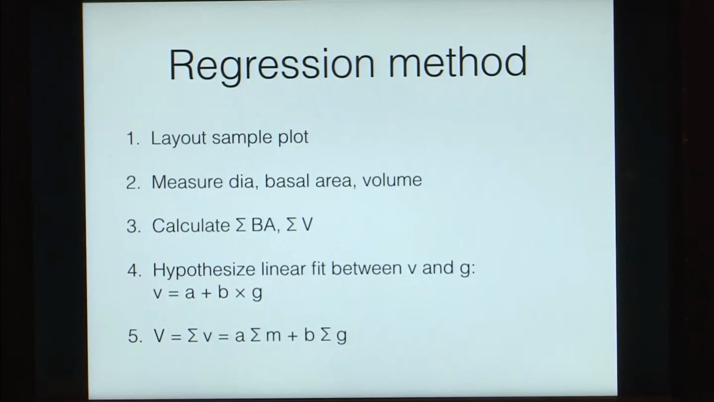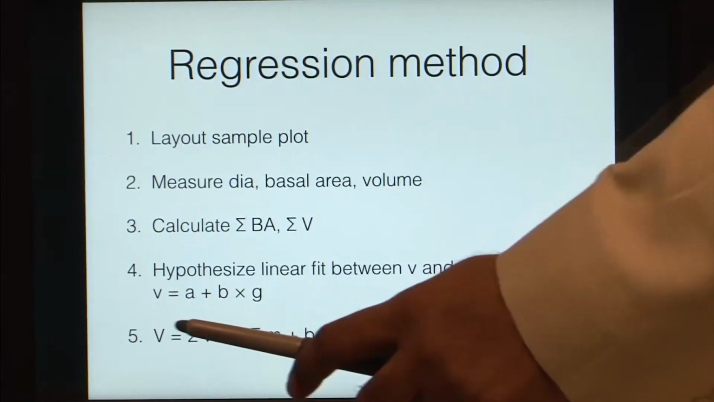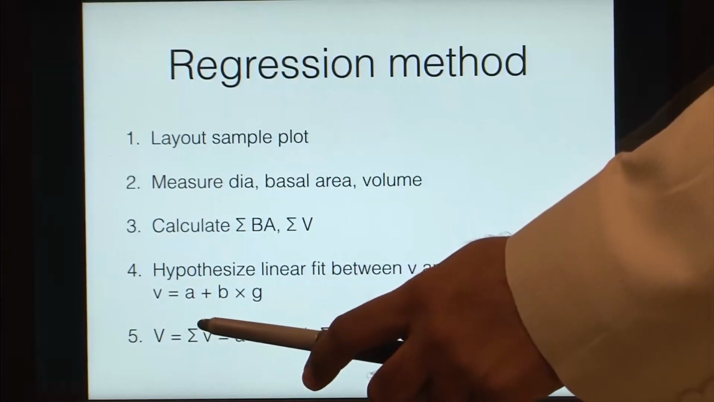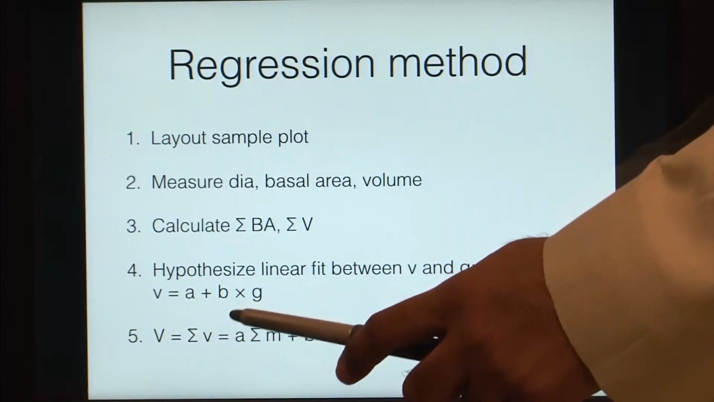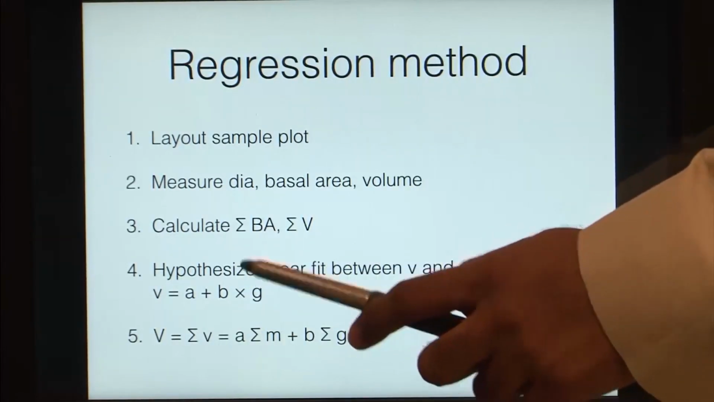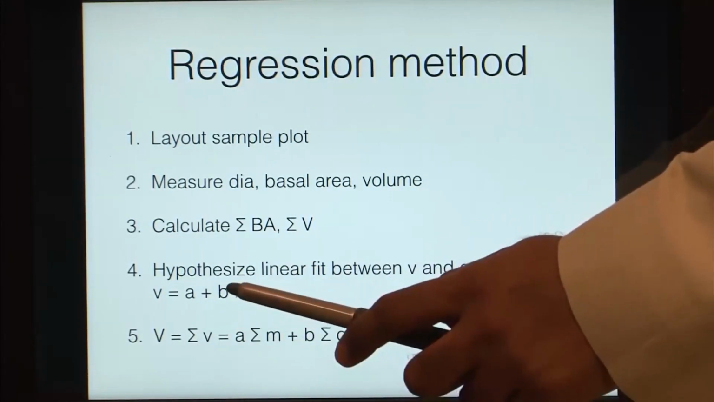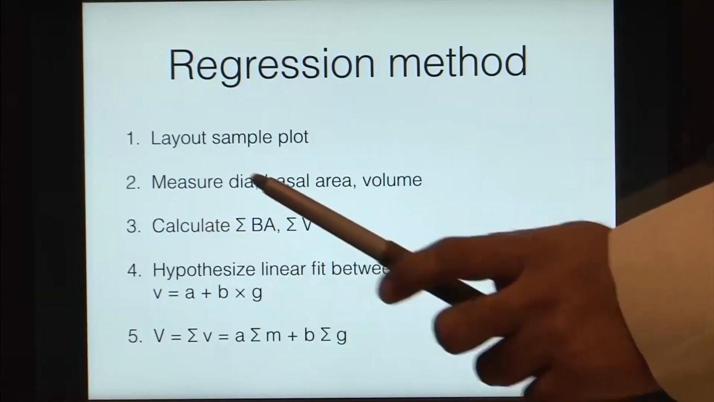When we are using a regression method, we do the same thing. We lay out a sample plot, we measure the diameter, the basal area and the volume. We compute the sum of the basal area and the sum of the volume for each of the sample plots. After that, we hypothesize a linear fit between volume and the basal area. So, here we make this linear equation, volume is equal to A, which is a constant, plus B, which is another constant, multiplied by the basal area. Now B will be approximately equal to the form height and A will be another constant here.